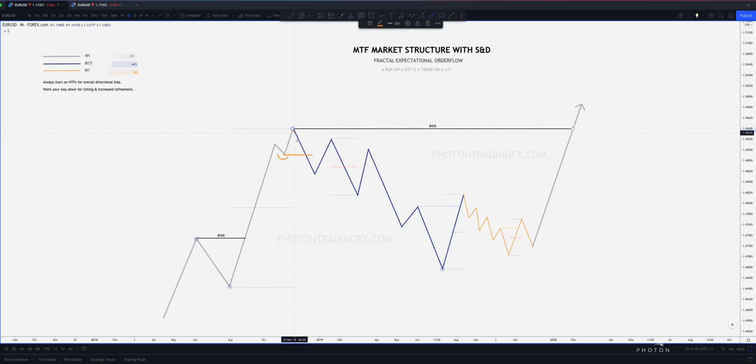So then when we get that 4-hour change of character, that 4-hour minor break of structure, that will most likely be a 15-minute swing break, a true break of structure. So then the 15-minute is now bearish, because it needs to facilitate that 4-hour pullback. So that's the first thing that we've looked at in terms of market structure to help us time the end of swing runs and anticipate those swing pullbacks kicking in.